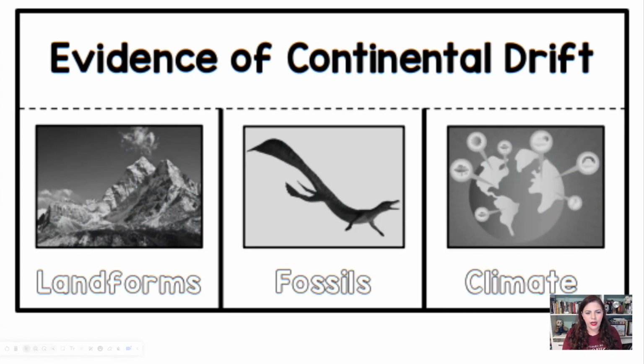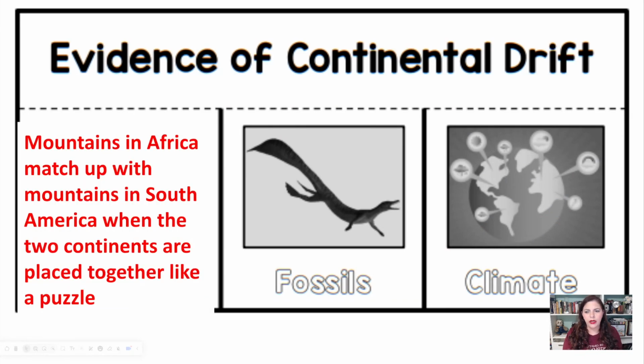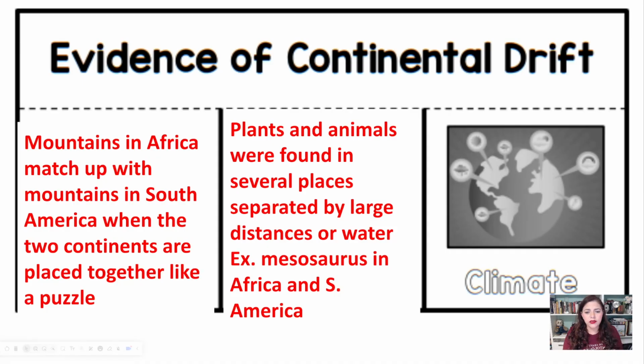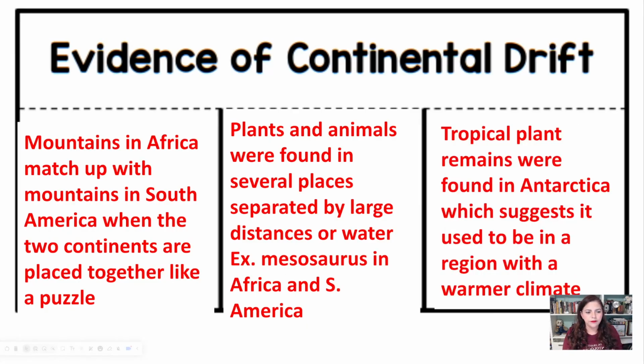So how do we know that this is happening? First, we have mountains in Africa that match up with the mountains in South America. When the two continents were stuck together, the mountain chain actually lines up. We find fossils in several places that are separated by the Atlantic Ocean now. But we know that they at one point were connected and the animals could go back and forth. And then also climate, right? We find evidence of fossilized plants in Antarctica. It's too cold in Antarctica for plants, but it's because Antarctica used to be closer to the equator. And so back then it was warm enough for plants to live there because it was in a different place on Earth. And now it's moved to the South Pole and it's really cold there. Plants don't grow there now.